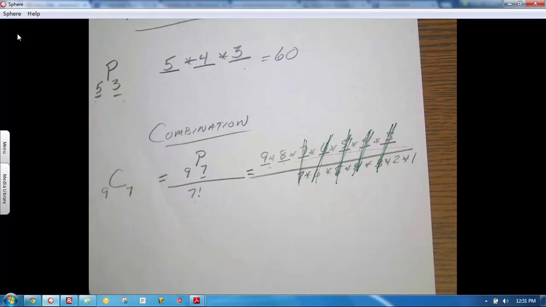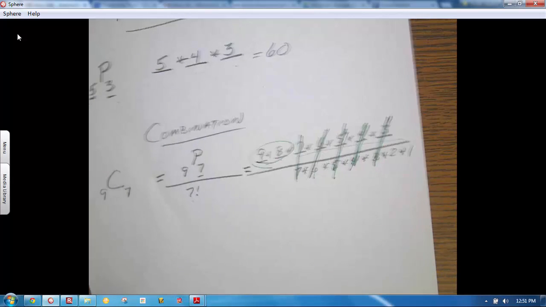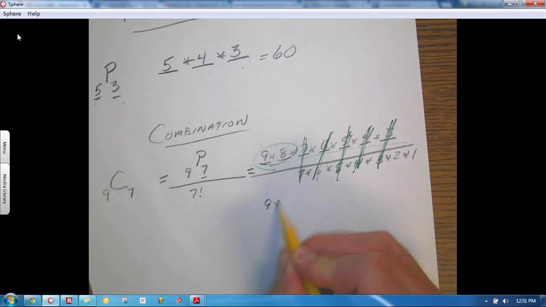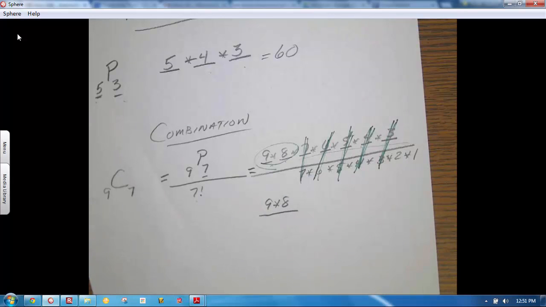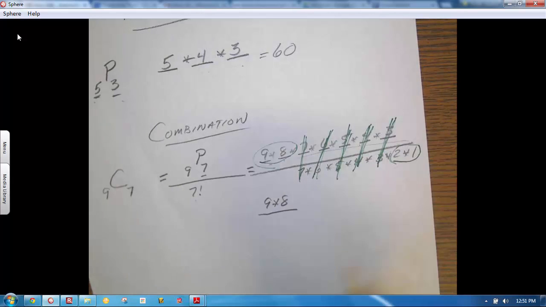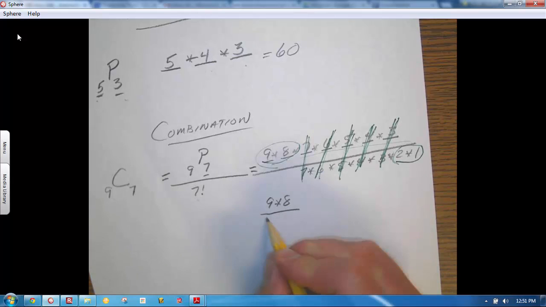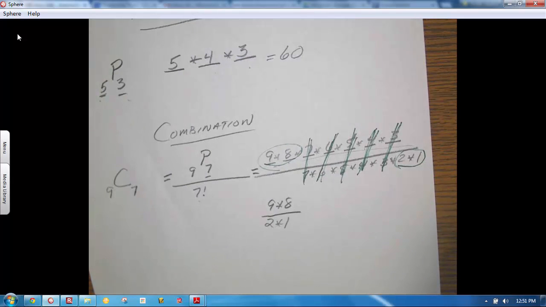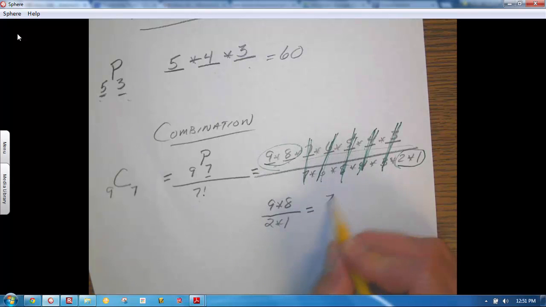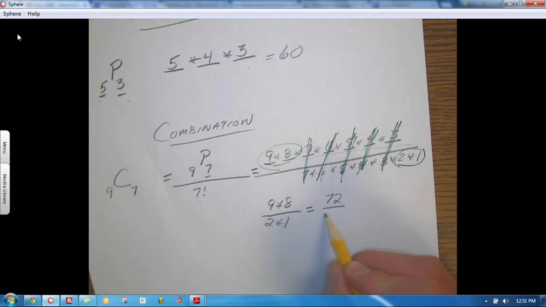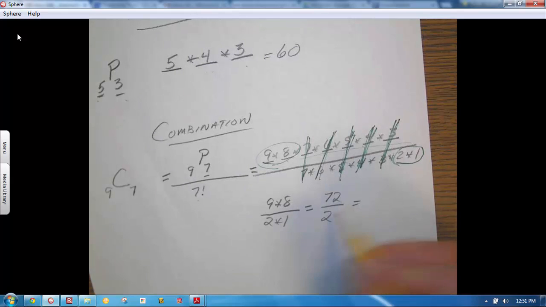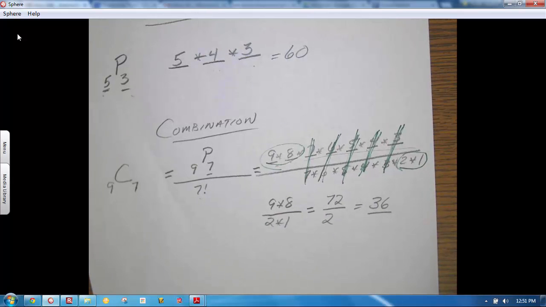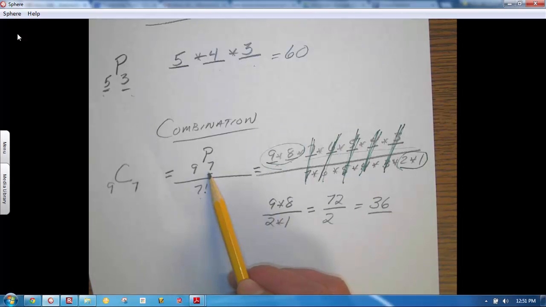Okay, so now all I'm left with on the top is 9 times 8. I'll write that underneath it. And on the bottom, all that's left is 2 times 1. So on top here, 9 times 8 is 72. 2 times 1 is 2. And then 72 divided by 2 gives us 36. So there are 36 unique ways to take 7 objects out of a pool of 9.